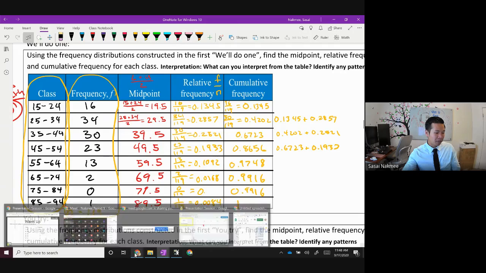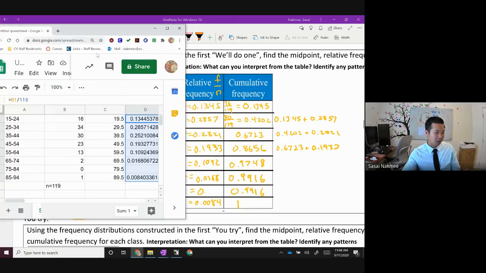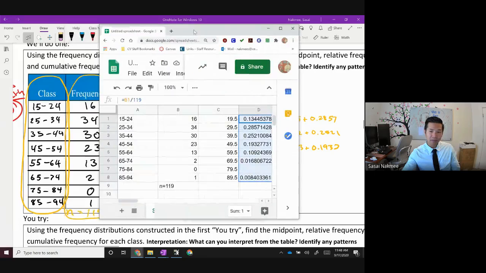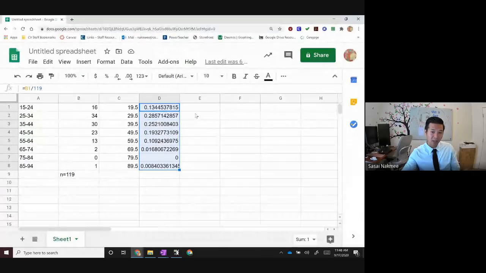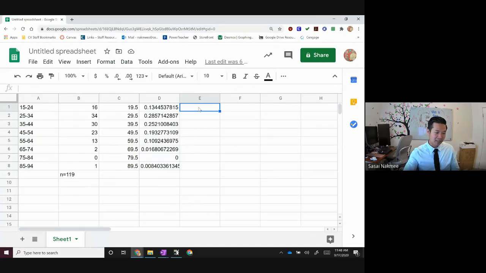If you want to go above and beyond and you want to start using Google Sheets, I'll keep bringing this back up. Google Sheets has a way for you to do these, and it just does it a lot quicker. So check this out. I can type it in here, and I can say that this is going to be equal to, actually, this one's going to be too hard to do for the last cumulative one.